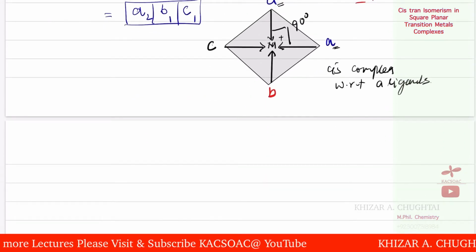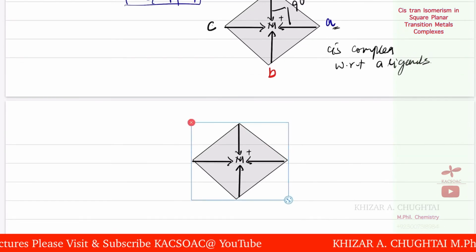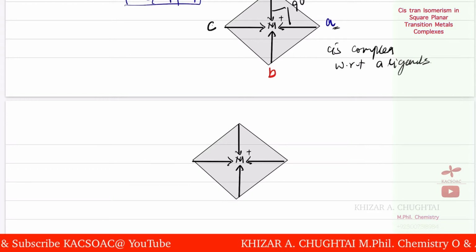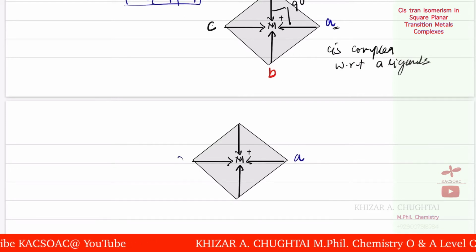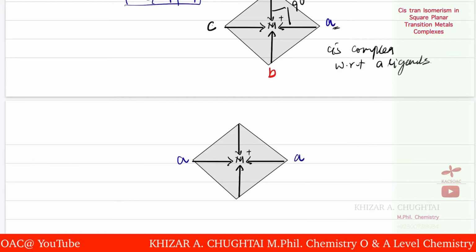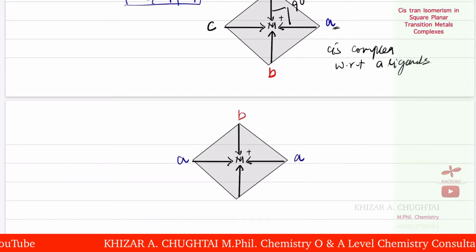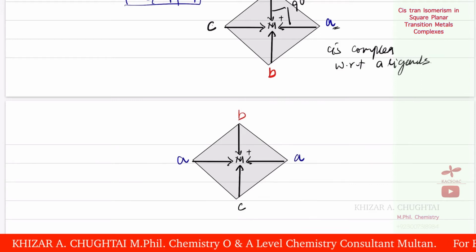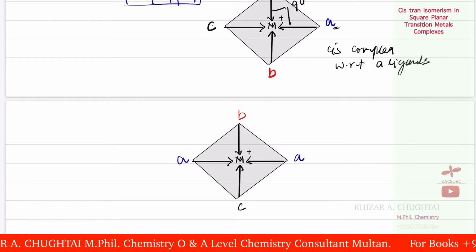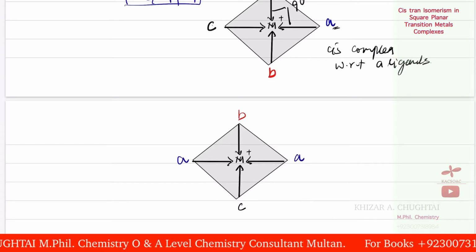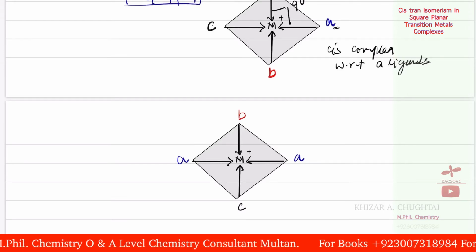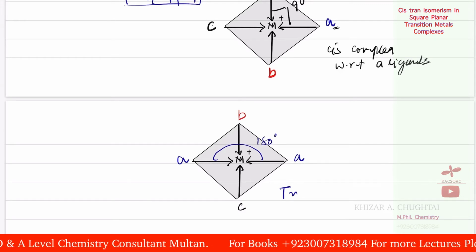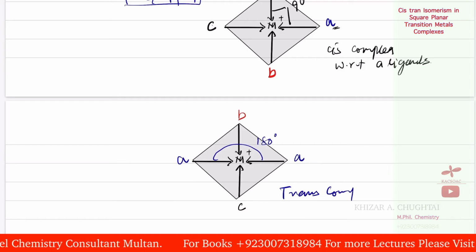In this case, the trans complex will be one in which the A ligands are in front of each other. Let's suppose A, and here is B, and here is C. So the similar ligands are on opposite sides. Similar donor atoms are on opposite sides. So this complex is the trans complex.